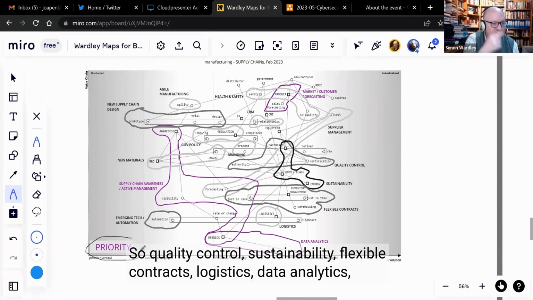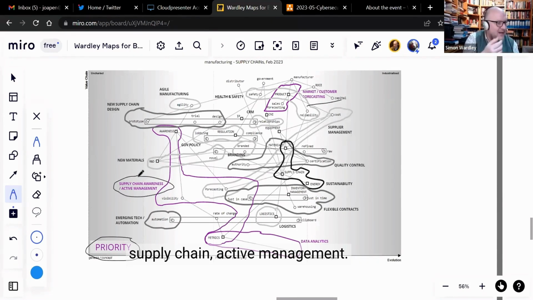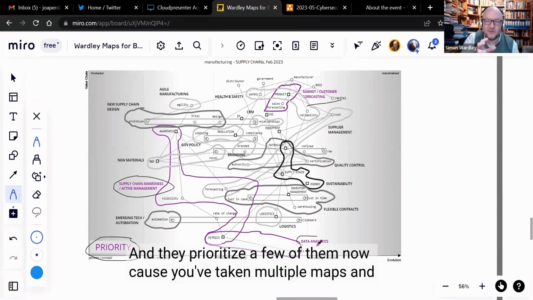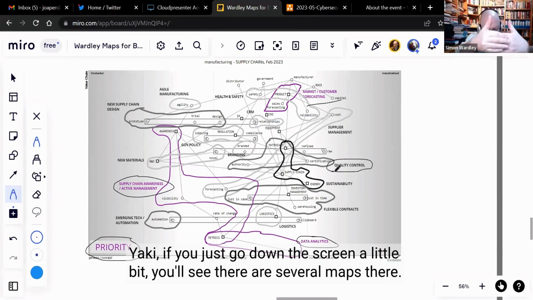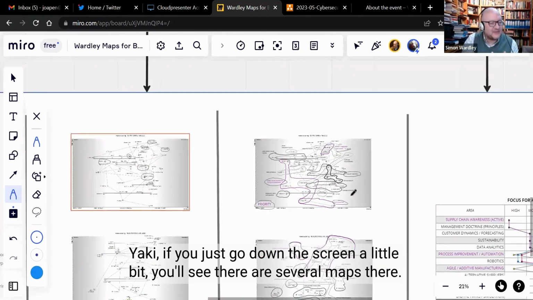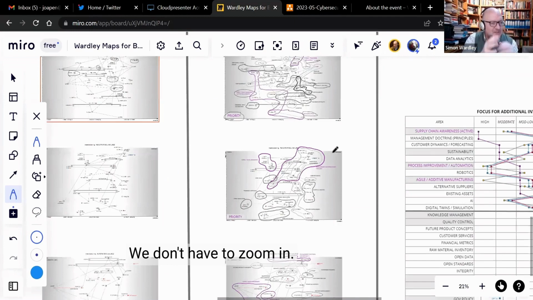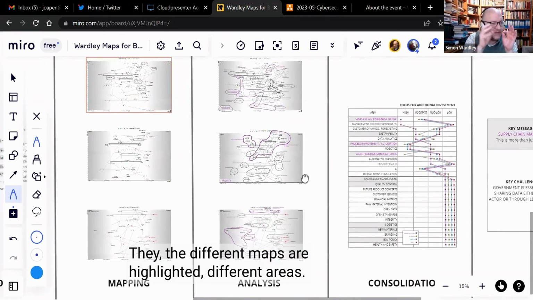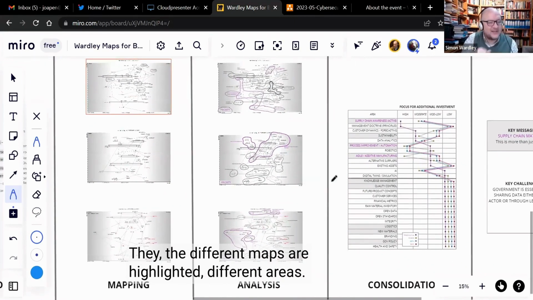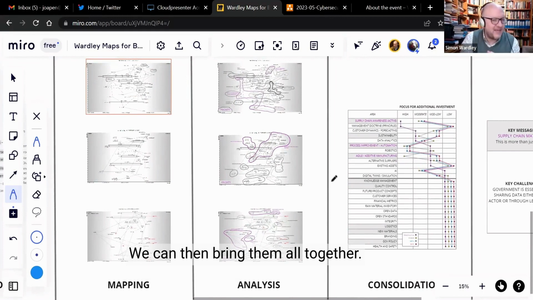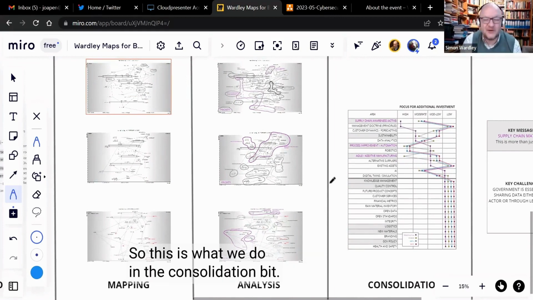So quality control, sustainability, flexible contracts, logistics, data analytics, supply chain, active management, and they prioritize a few of them. Now, because you've taken multiple maps, and Joachim, if you just go down the screen a little bit, you'll see there's several maps there. We don't have to zoom in. The different maps highlight different areas. We can then bring them all together. So this is what we do in the consolidation bit.